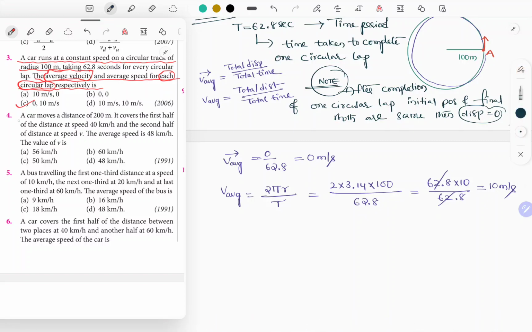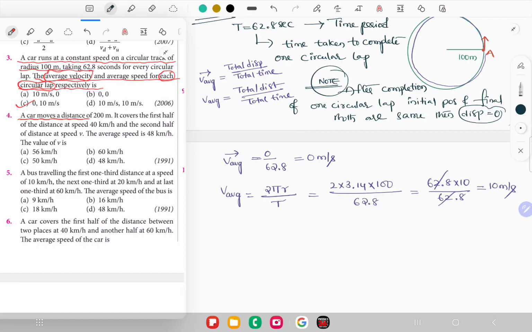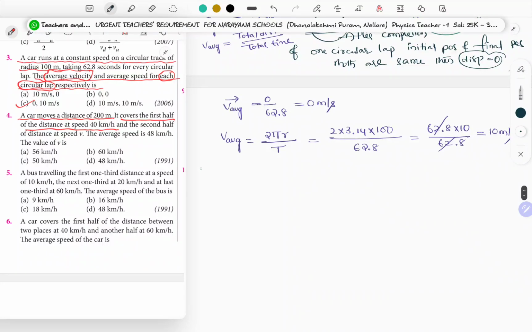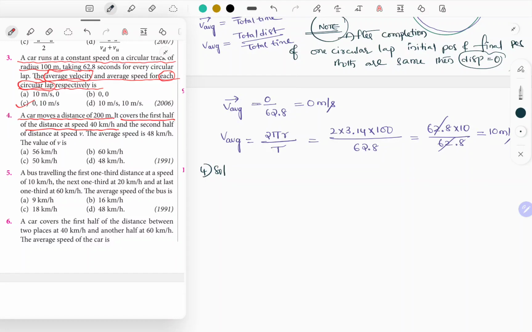So what is the question? A car moves a distance of 200 meter. It covers the first half of the distance at a speed of 40 kilometer per hour. Okay. Question number 4. Solution. What is the total distance covered by that object? Total distance it is covering is 200 meter.